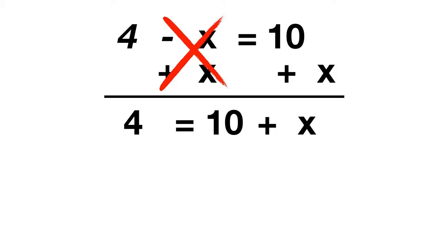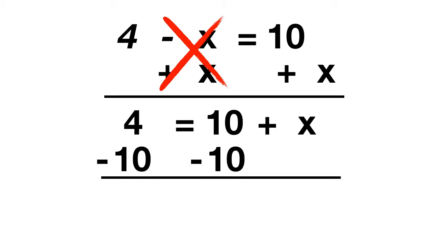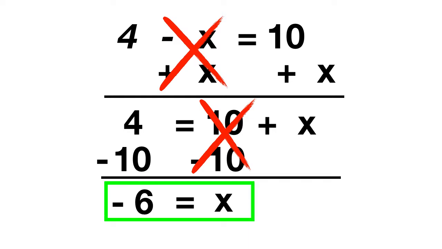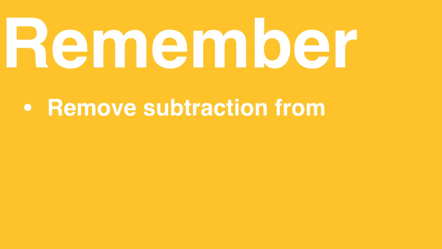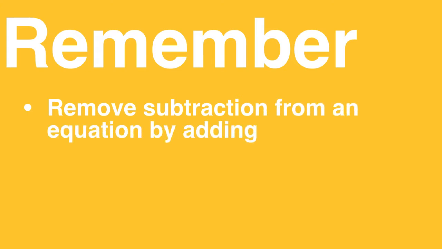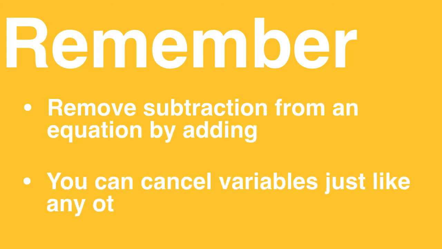Now all that you have to do is get rid of the 10. Get rid of the 10 by taking away or subtracting 10. Do that from both sides. When you solve this, the 10 minus 10 cancels out, so on the right side, you just have an x. And on the left side, 4 minus 10 gives you negative 6. So in this equation, negative 6 equals x. From today, remember, you can remove subtraction from an equation by adding, and you can cancel variables just like any other number.